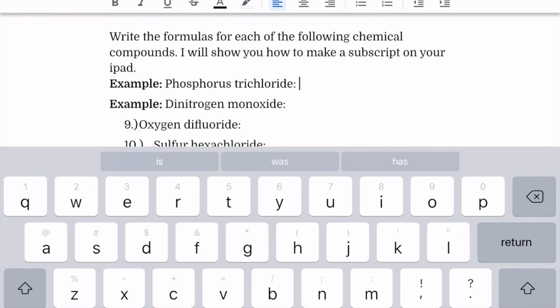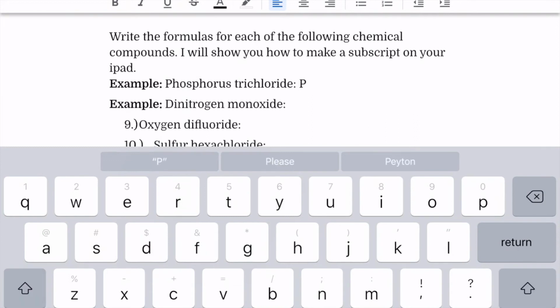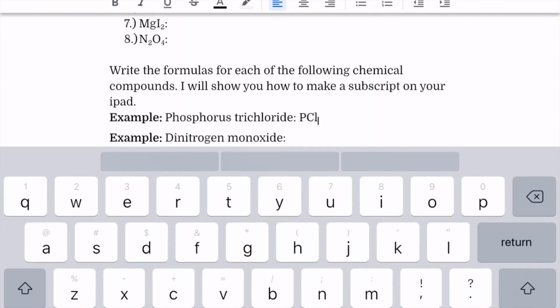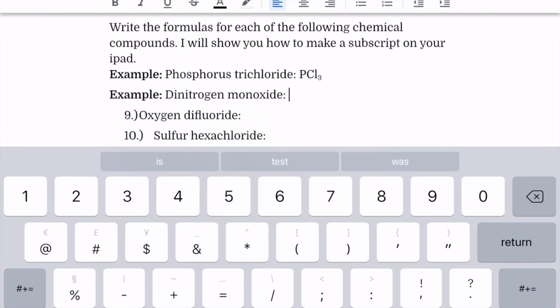So for my first one, I have phosphorus trichloride. So phosphorus on our periodic table, its symbol is P, and then chloride is Cl. So I have PCl, and then to make my subscript, I'm going to click on this A in the top right hand corner that has the lines next to it. So I have that A, and then if you look here, there's that X with a 2 kind of below it. I'm going to click on that, and that is going to make a subscript. So tri is 3, so I have PCl3, and that's how I make my subscript.